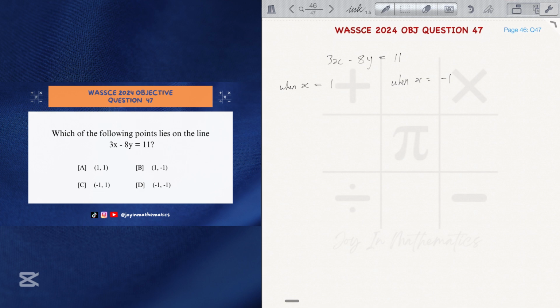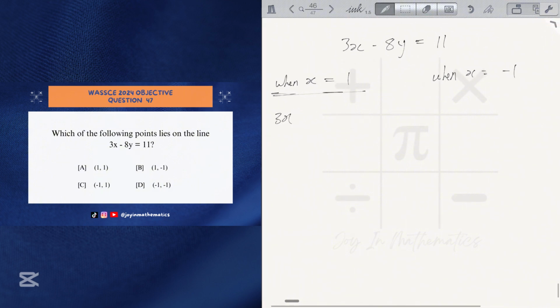So with this, when x is equal to 1, wherever we see x, we put in 1. Let's first write the equation out: 3x minus 8y equals 11. Wherever we see x, we put 1, and with this we'll evaluate our value of y. So this becomes 3 minus 8y equals 11. With this, we have minus 8y equals 11 minus 3.